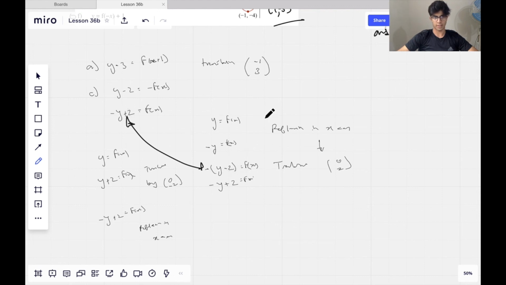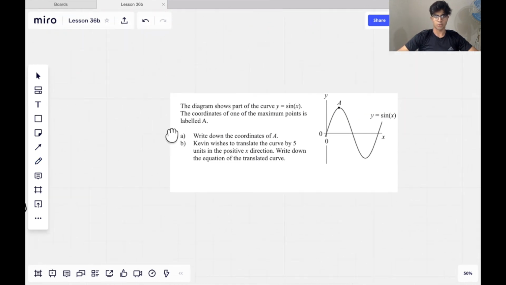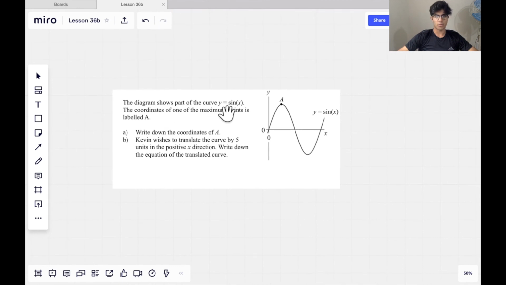We've got another question as well. The diagram shows part of the curve y equals sine x. The coordinates of one of the maximum points is labeled A. Write down the coordinates of A. We talked about this in the last video, so this will be 90 and 1.